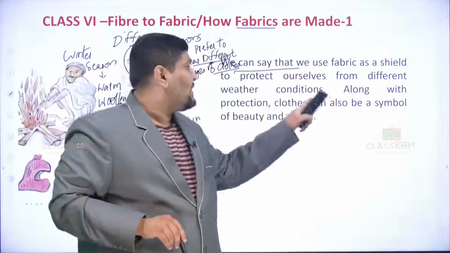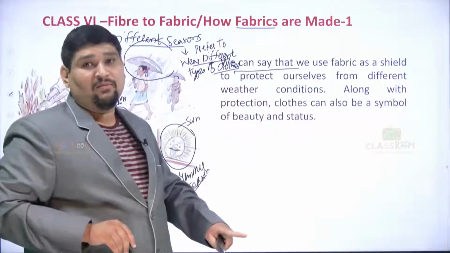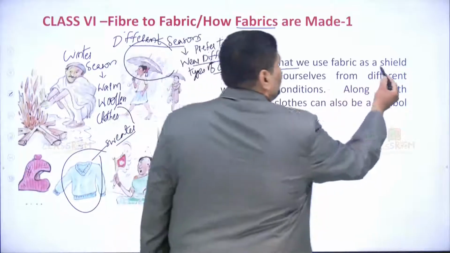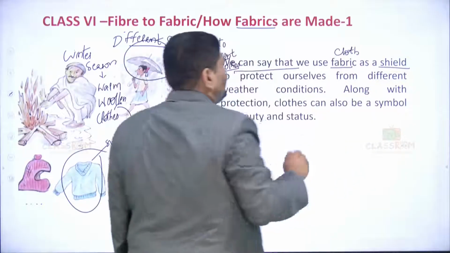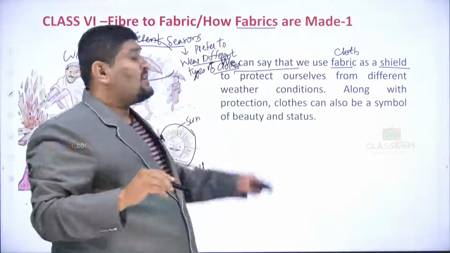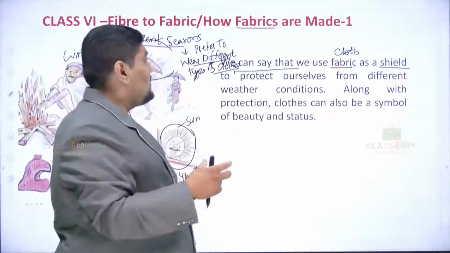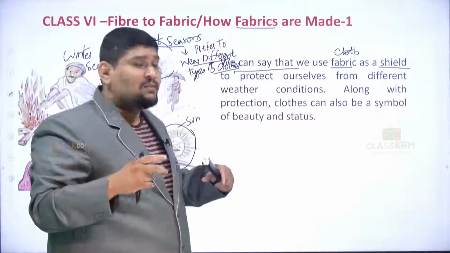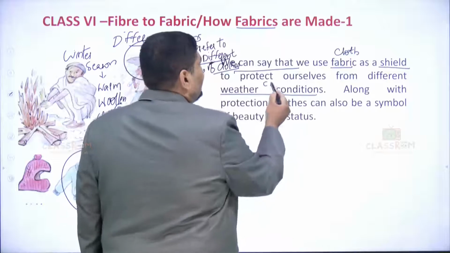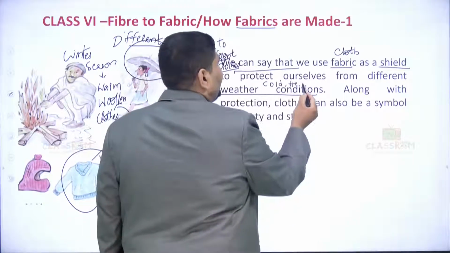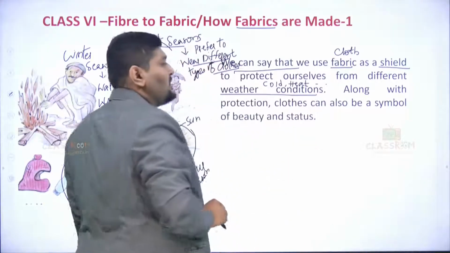By seeing the picture, you can say that we use fabric as a shield to protect ourselves. Yes, it's used as a protecting material. The fabric is nothing but cloth. So we are using cloth as a shield to protect ourselves from different weather conditions. So what are the different weather conditions here? We have cold, we have heat, and so on.